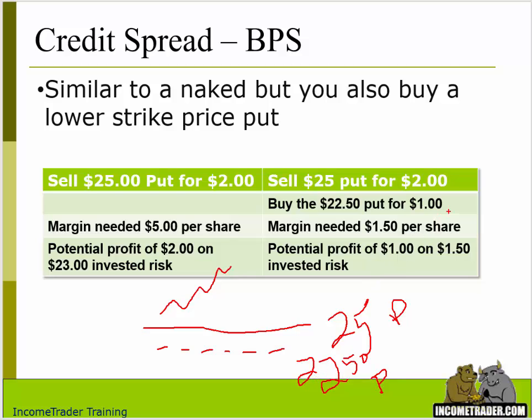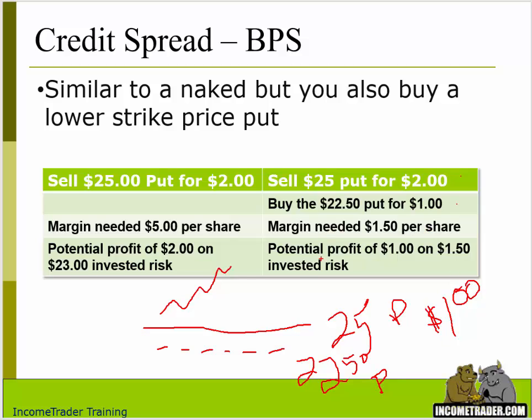less your initial premium. So in a bull put spread, again, we're going to start it the same way. We're going to sell the $25 put for $2. Then we're going to start looking for some protection. In this case, I can buy the next strike price down, which would be the $22.50 put, and that'll cost me $1. So if I can bring in $2 and buy protection for $1, I'm really netting an overall $1 per share on this trade. That's still a very, very nice trade.